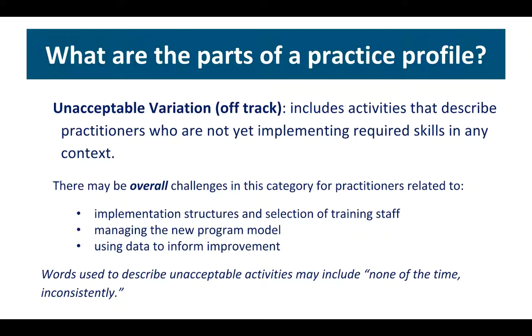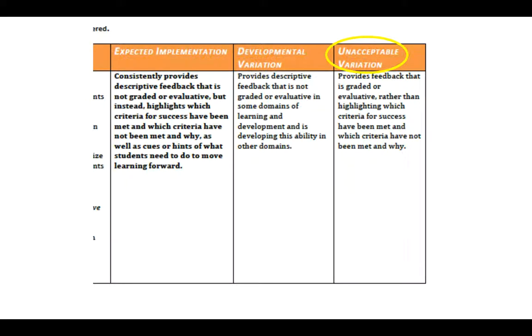So words that you might see here that describe unacceptable could be that they're none of the time or inconsistently engaging in the practice. And so for this particular part of the practice profile for adapting and responding to learning needs for this example, here it just says provides feedback that is graded or evaluative, rather than highlighting which criteria for success have been met and which have not been met and why. And you've seen the expected and the developmental variation, and now you understand why this unacceptable variation does not meet the criteria for implementing this critical component.